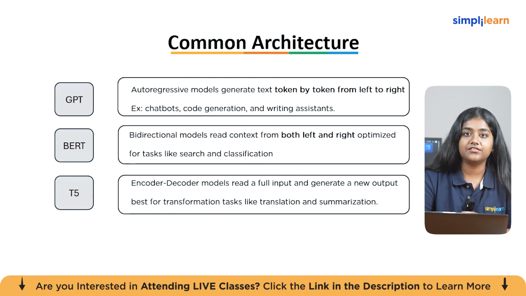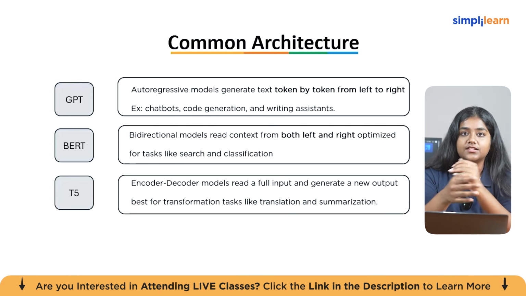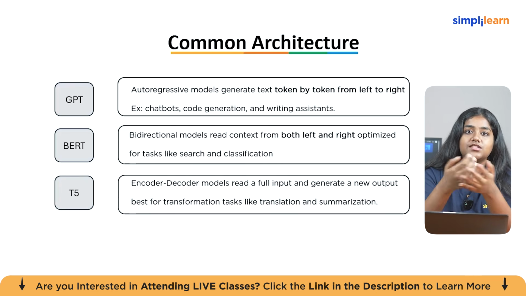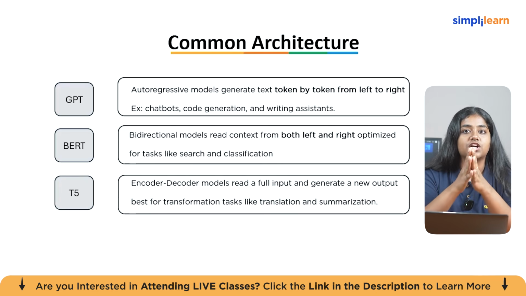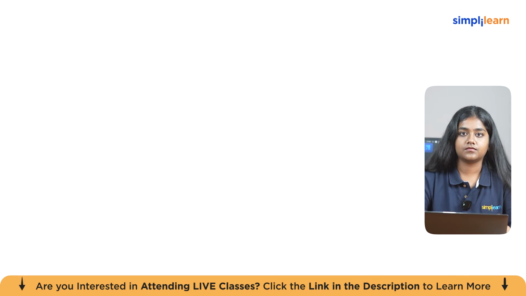And the next, we have T5, encoder-decoder. It combines both: an encoder that reads and understands input, and a decoder that generates the output. It is used for transformation tasks like translation, summarization, and question answering. So now let's understand the workflow and what happens inside it.